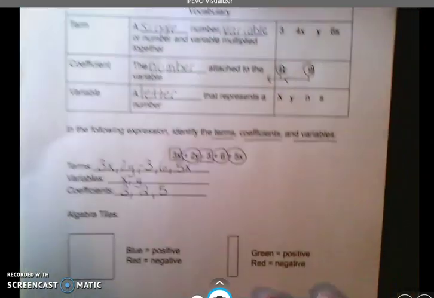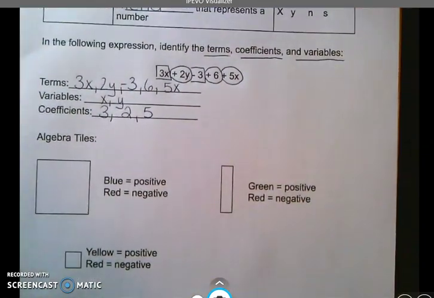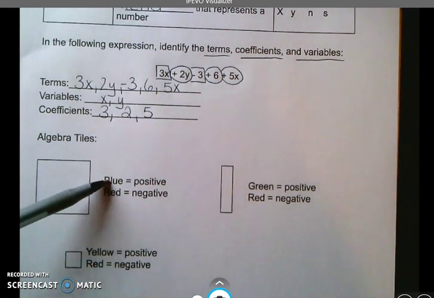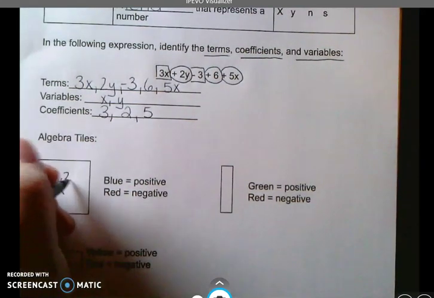Okay, so now let's introduce ourselves to algebra tiles. Today we're going to work with 3 types of algebra tiles: a big square, a rectangle, and a little square. The big square has 2 sides, a blue and a red. The blue is positive, the red is negative. This is going to represent my x squared.